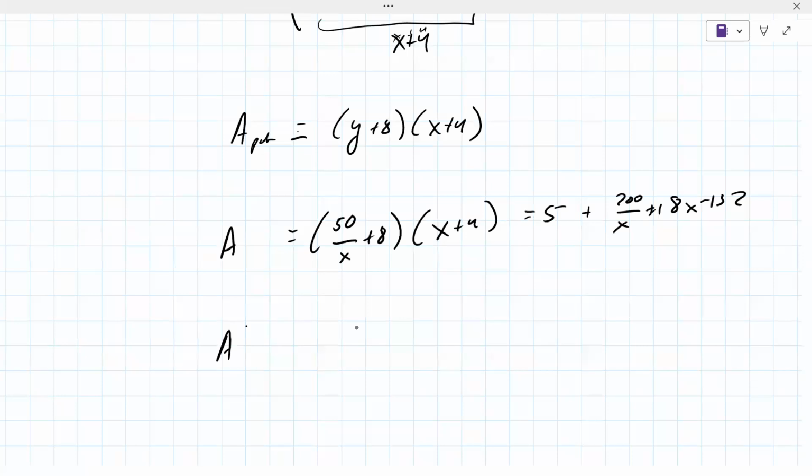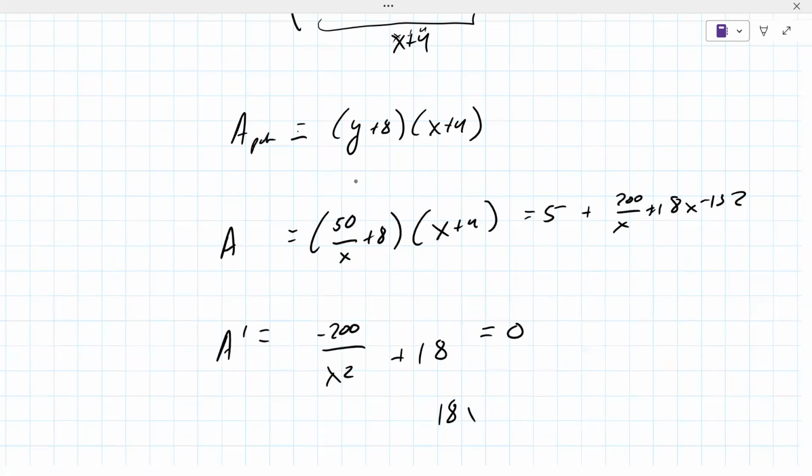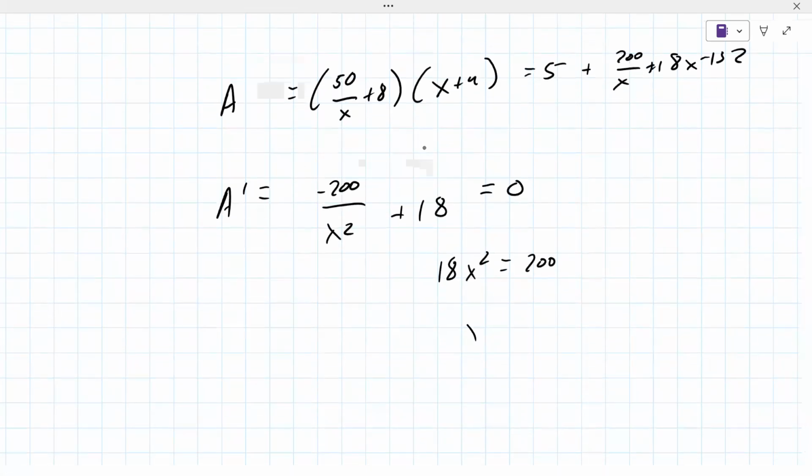So A prime is minus 200 over x squared plus 8. Set that equal to 0 and solve for x. So with a little manipulation, you get 8x squared equals 200. Divide by 8, and x squared equals 25. So x is 5.